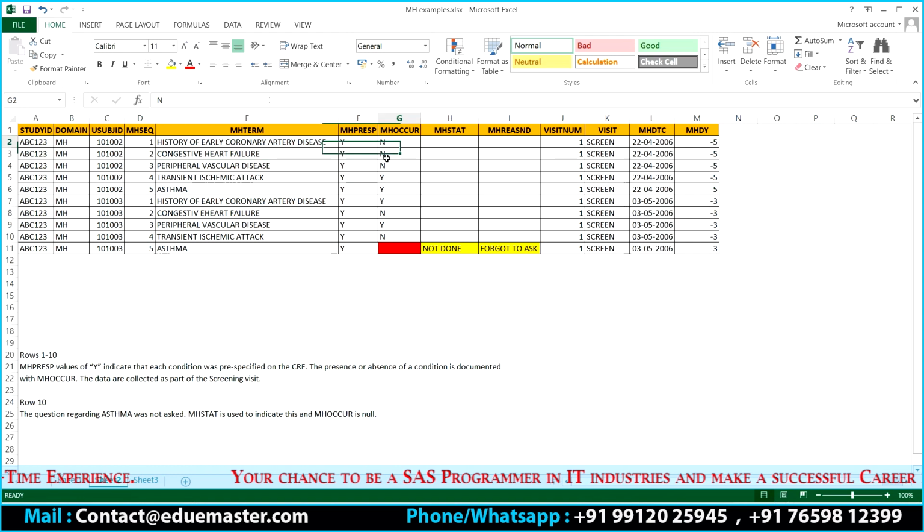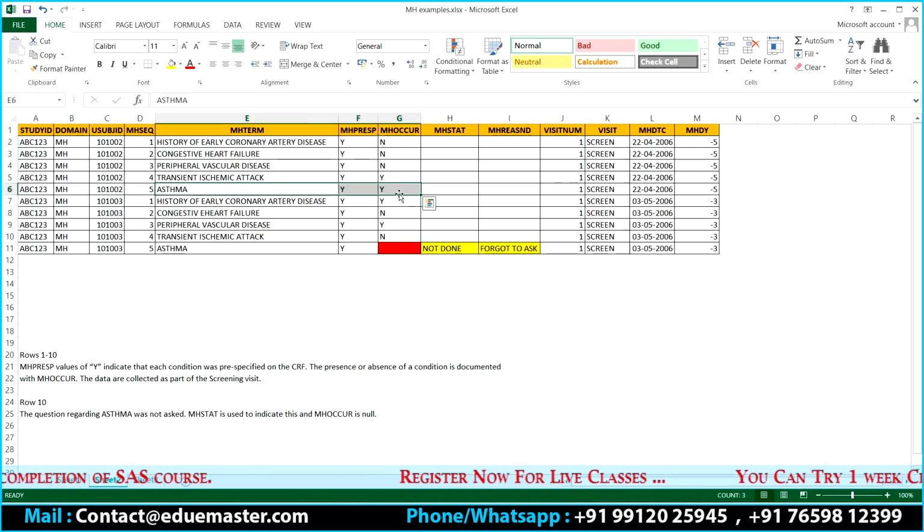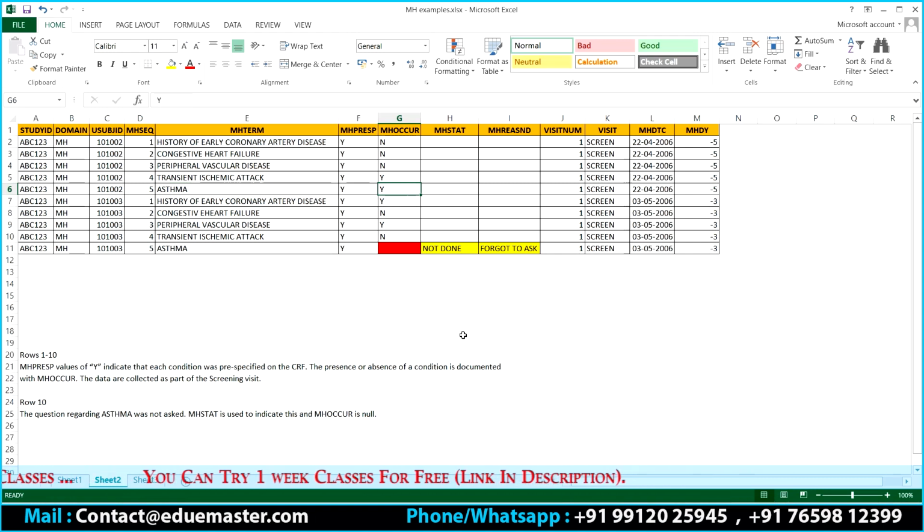These are not repetitive ones. Heart failure will not repeat. Once done, it's done. Correct? These are not the repetitive ones. So that's the reason the sponsor defined them as no in your CRF. Asthma is pretty much a repetitive one. Correct? Because of that particular reason, we mention this as occurring. And for this particular patient, you can see the artery one is repetitive, right?